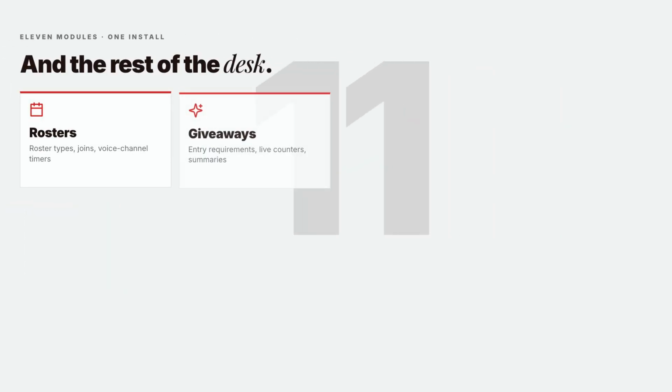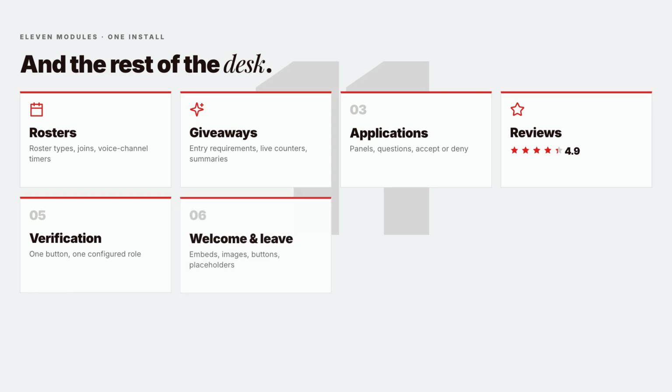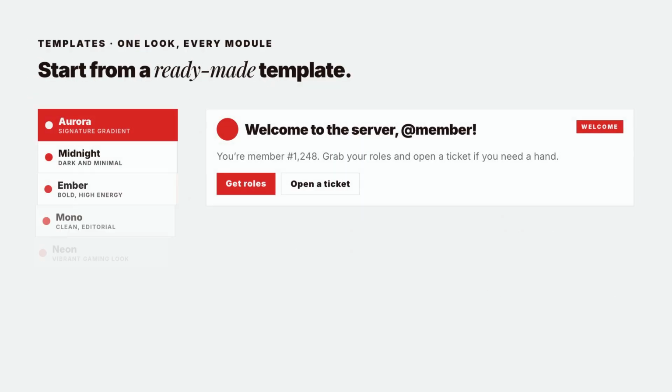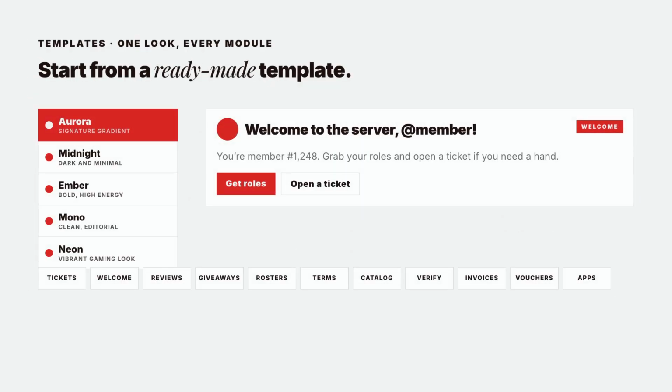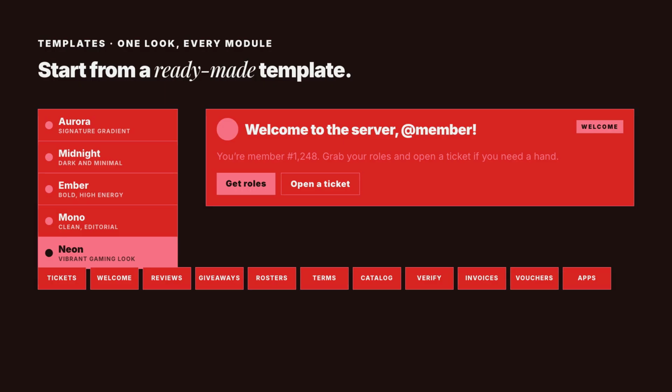Then rosters, giveaways, applications, reviews, verification, welcome messages, moderation, and anti-nuke. Off until you turn it on. Pick one look: Aurora, Midnight, Ember, Mono, Neon, and every module restyles to match.